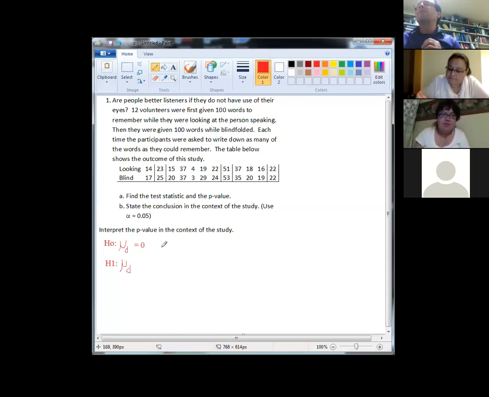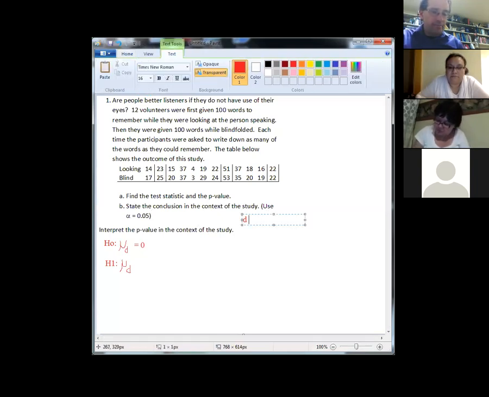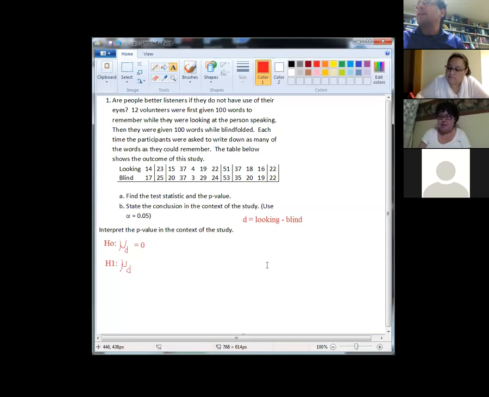Okay, so take a look. This is where you want to look at this. So first thing, we're going to go looking, D is looking minus blind. I better write this down. You got to pick one of them, and let's pick that. You can do blind minus looking, but it'll be easier this way because it'll look like what the calculator's asking.